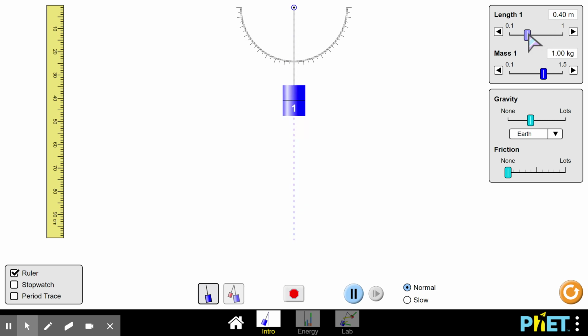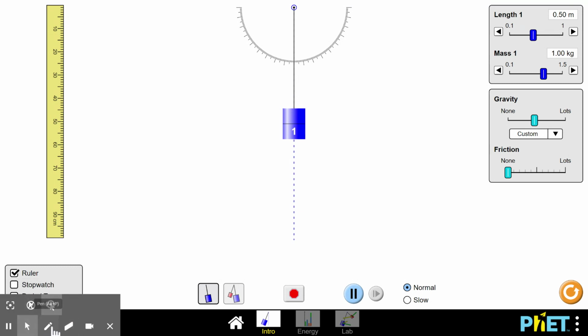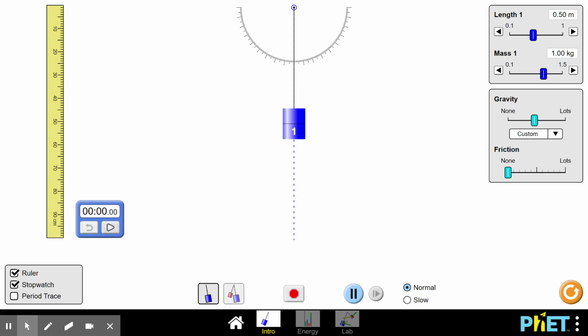So this talks about string length for a pendulum. This shows you how to change the mass. You can change gravity and friction if you want to. And over here on the left side is where we are looking at having a stopwatch and then including something known as period trace, which will show you the time it takes for one cycle to occur, which is something that we're going to be using during this lab.